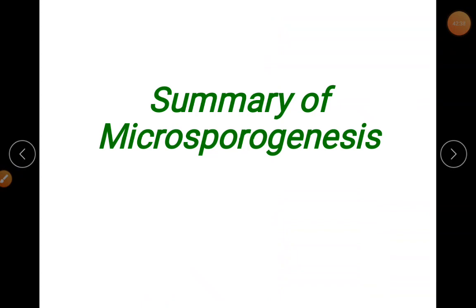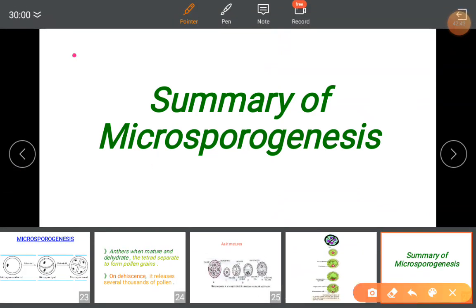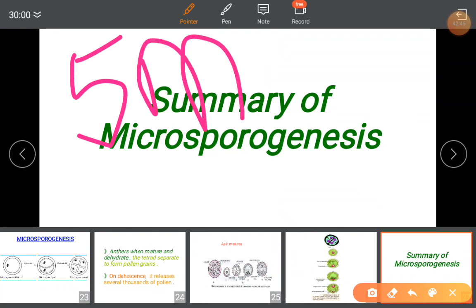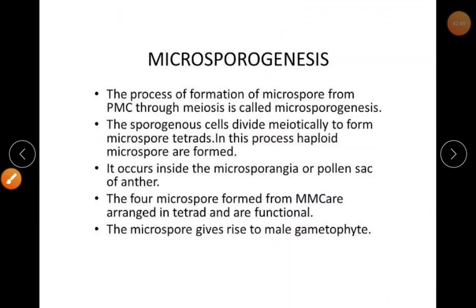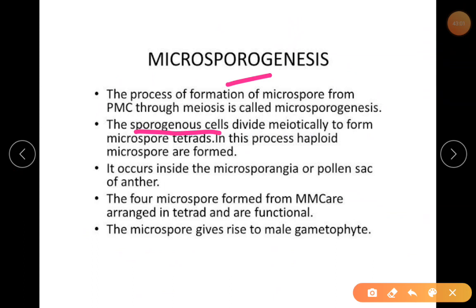Okay. So it's clear. This particular explanation will again come under pollen grain structure. Just summarizing this microsporogenesis process, because this is a 5-mark question. Please remember, it is important. So I am summarizing it. It is the process of formation of microspores from pollen mother cell through meiosis. It's called microsporogenesis. Here the sporogenous cells divide meiotically to form microspore tetrads. So in this process, haploid microspores are formed. How many? 4 are formed. That's why it is microspore tetrad, a cluster of 4.